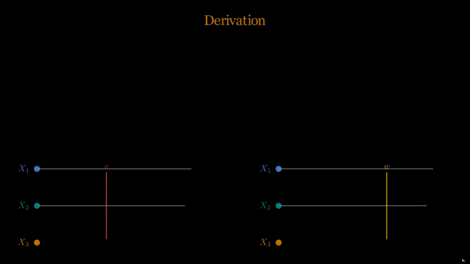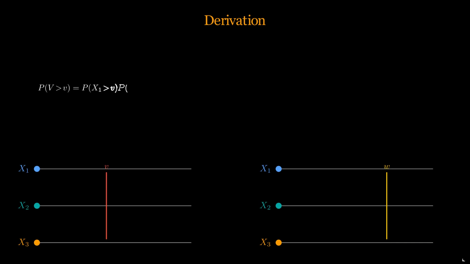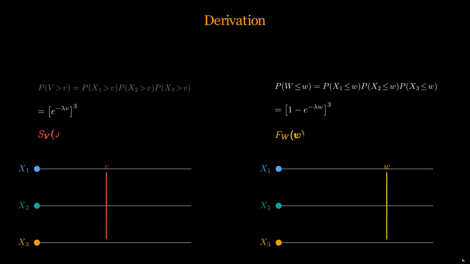Since the X's are independent, the probability all three exceed v is just a product, e to the minus lambda v, multiplied by itself 3 times. So the survival function of V is (e to the minus lambda v) cubed, which is e to the minus 3 lambda v. Symmetrically, the probability all three are at most w is (1 minus e to the minus lambda w) cubed, and that's exactly the CDF of W. Two different combining rules for the same three variables: multiply survival probabilities for the min, multiply CDF probabilities for the max.